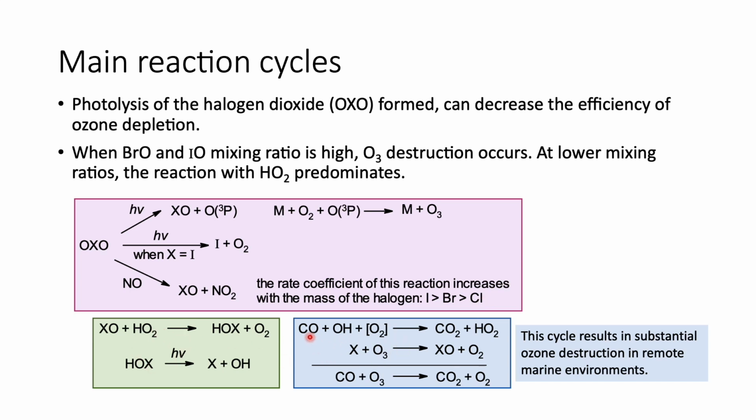This particular cycle, when carbon monoxide reacts with OH and nascent oxygen, gives carbon dioxide and HO2. This cycle actually results in substantial ozone destruction in the remote marine environment. So here is the major reaction. The ozone reacts with X dot to give XO, and this is the overall reaction. Carbon monoxide reacts with ozone giving carbon dioxide and oxygen. So this is one of the destruction reactions of ozone.